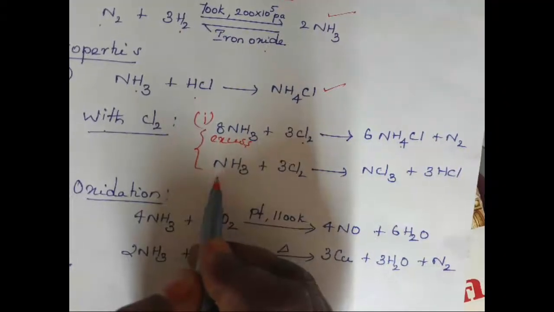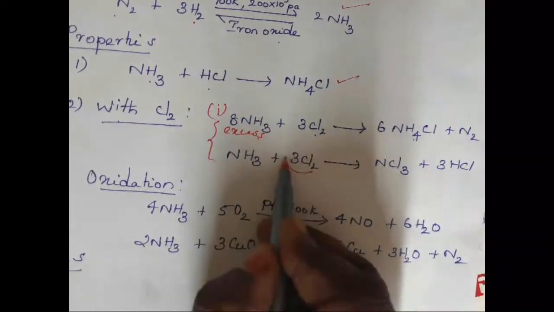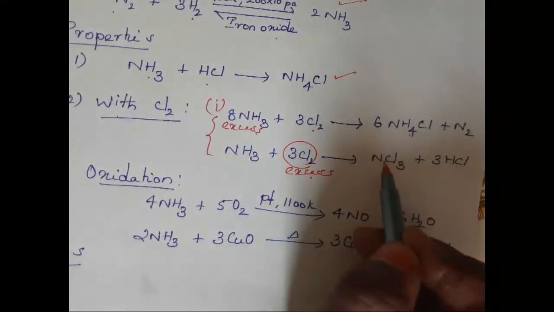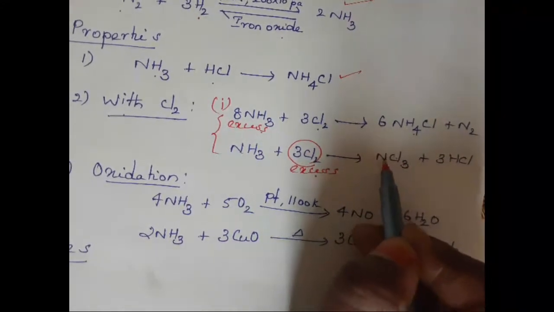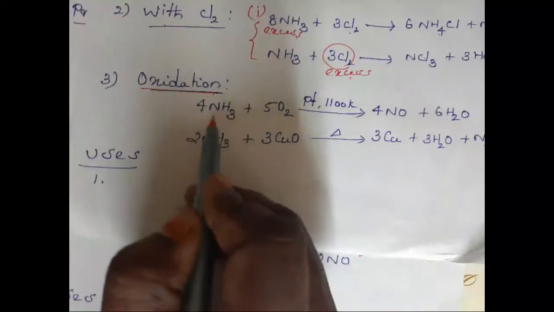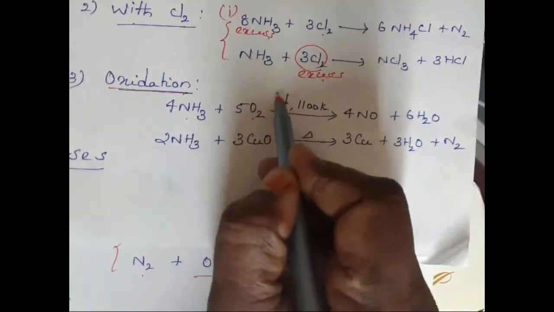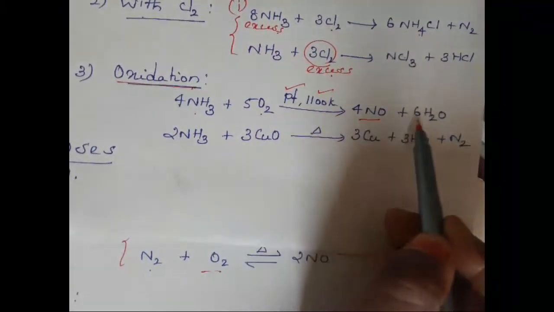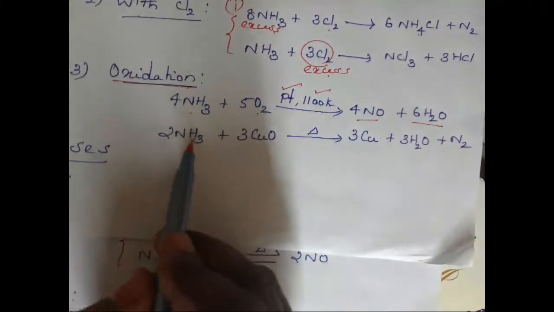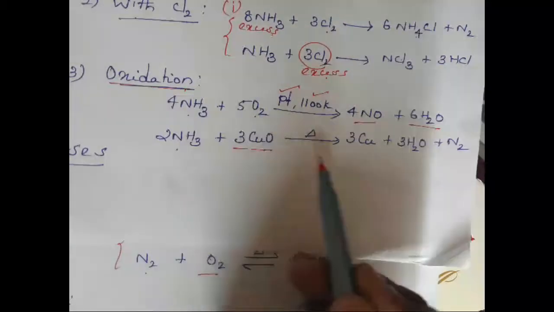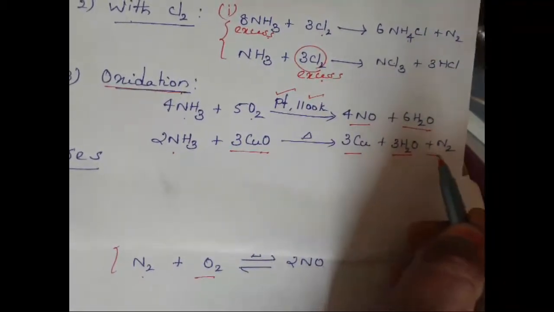In the second reaction, we are going to take chlorine in excess. Ammonia, when it is treated with excess chlorine, produces nitrogen trichloride, that is NCl3, and HCl. Now let us see the third chemical property, oxidation. Ammonia undergoes oxidation in the presence of platinum at 1100 Kelvin. It produces nitrogen monoxide and water. And in the reaction with copper oxide, ammonia reacts with copper oxide to form copper, water and nitrogen.